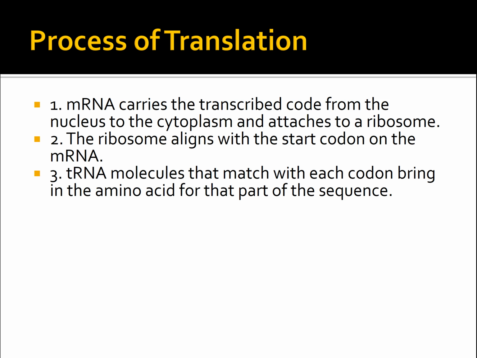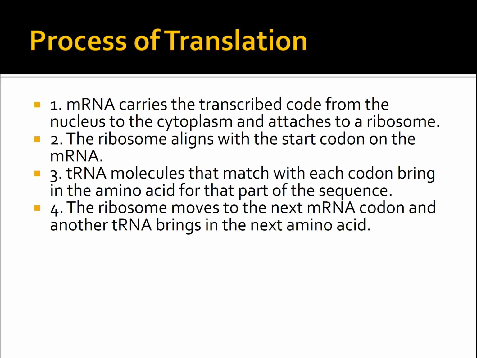tRNA molecules that match with each codon bring in the amino acid for that part of the sequence. So tRNA molecule, you can go back and look at the slide near the front of this presentation where we talked about the three types of RNA. tRNA has a side on it that has a matching set of bases to the mRNA codon, and on the other side of the tRNA molecule, it's carrying an amino acid that codon codes for.